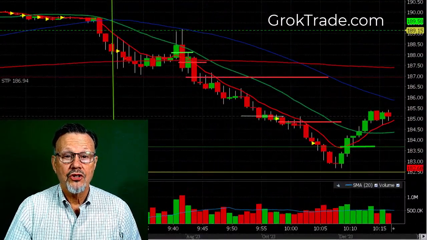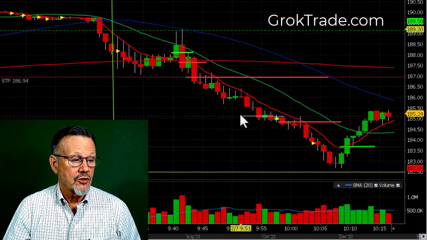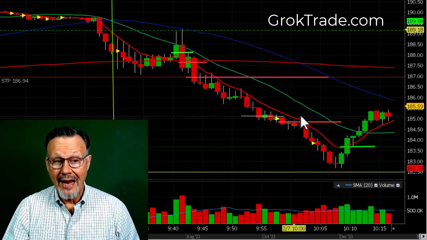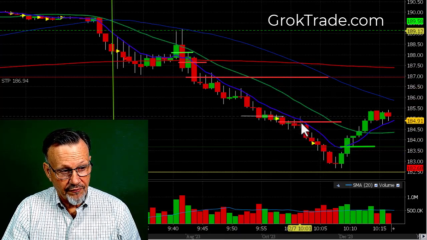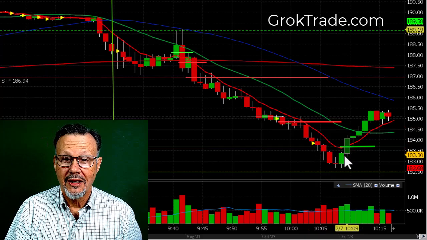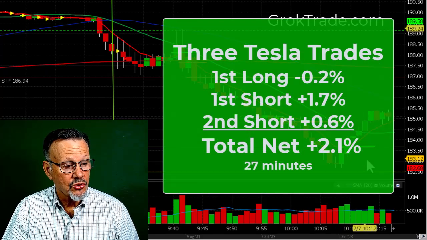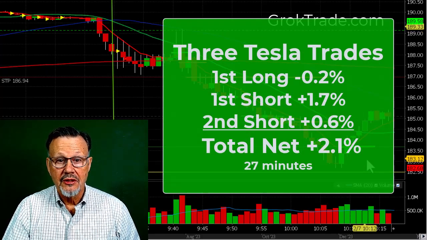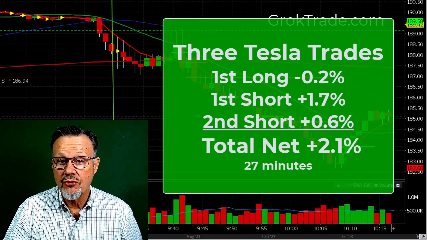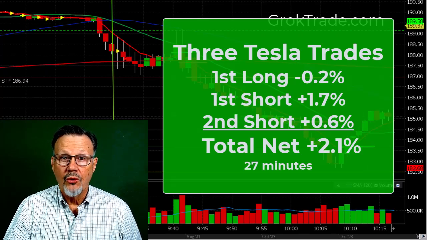So now let's take a look here at the short trade. I got in here short, and then it fell down. It started to base at the closing line. I had zero risk left in the first short trade, so I added to that. And then I followed the 8 EMA down with my stop, and as it rolled back up and broke that 8 EMA, I got out. So that first short trade was for 1.7%, and the second short trade was for 0.6%. With the minus 0.2% on the long trade, the total net for these three trades was 2.1% in 27 minutes. Hoo-ah!